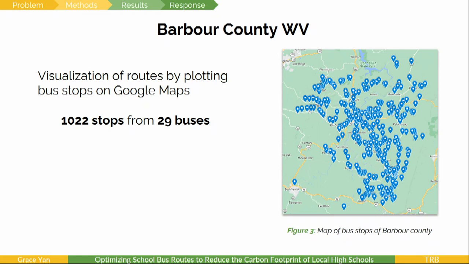In fact, I've already started working with another county, Barbour County in West Virginia, to help optimize their routes. The map shows all 1,022 stops of the 29 buses in Barbour County. And I've already helped them optimize a couple of their routes. And we are going to discuss the implementation of some of these routes, and hopefully we'll be able to test them very soon.